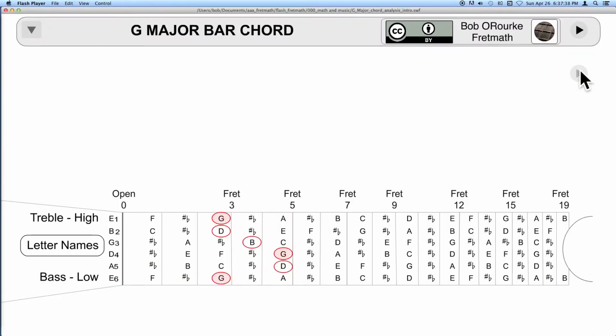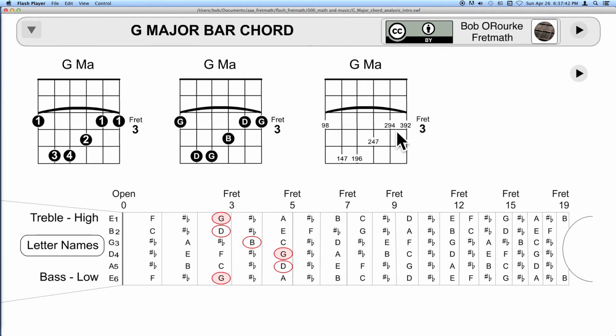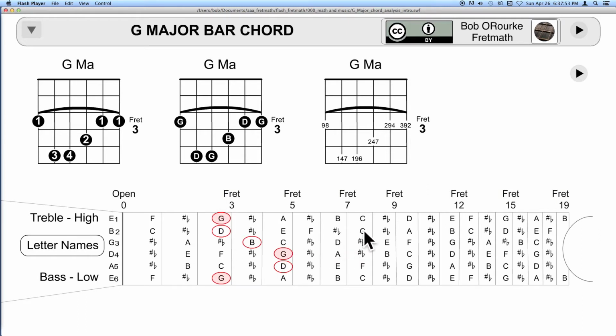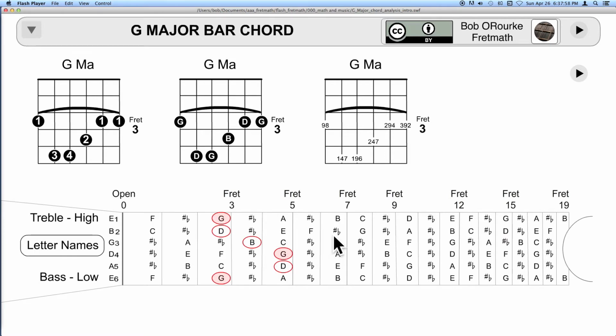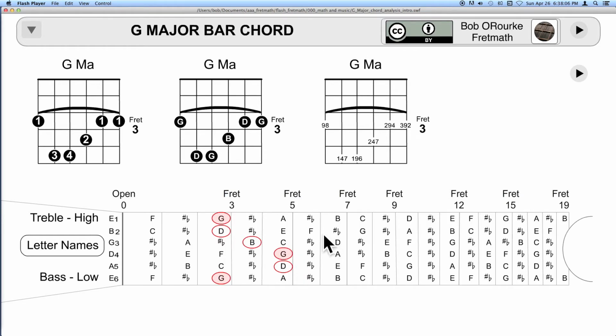The G major bar chord on the guitar. And here is the G major chord separated out in chord diagram, as you often see them. This is where you put the fingers. This is the notes, the same as down here. These are the frequencies. Let me show you those. Frequencies and letter names can be interchanged. The letter names can change depending on the context of the music, the key you're in, and the frequencies always stay the same, and that's the advantage of the math.